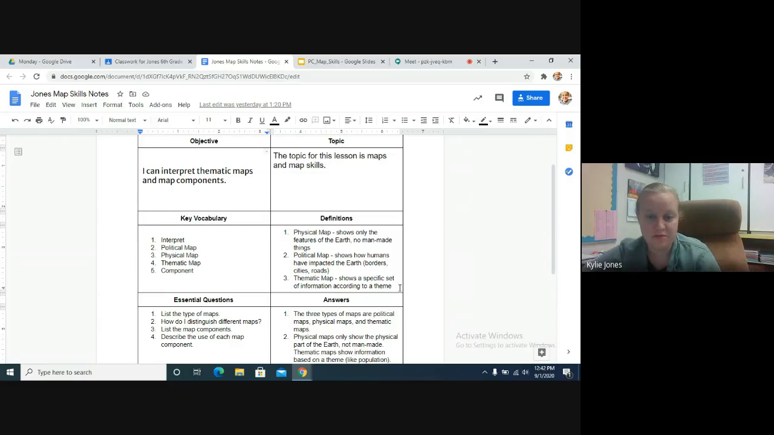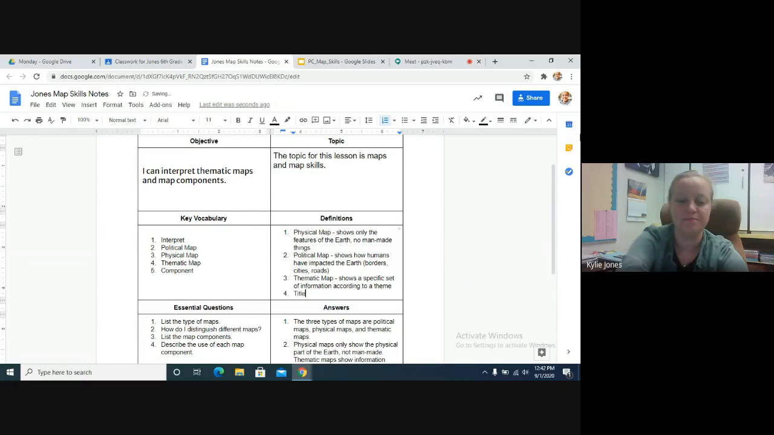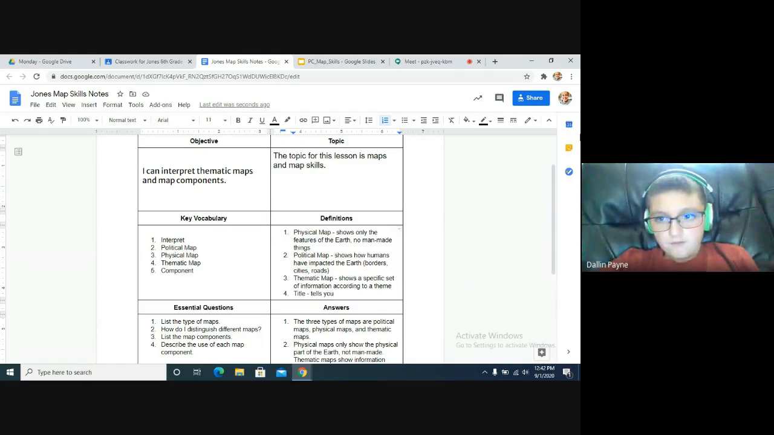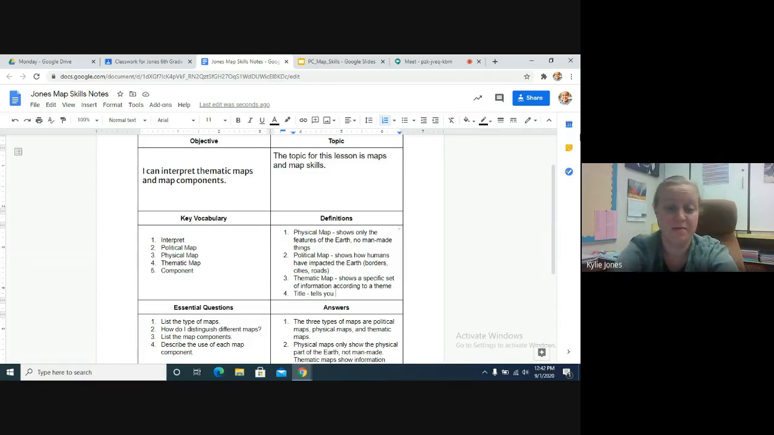So under definitions, we have our first three. Let's type in our next one, the title. Now, the title is going to do what? What does it tell you? It tells you what the map is about. Yep. So it tells you what the map is about.